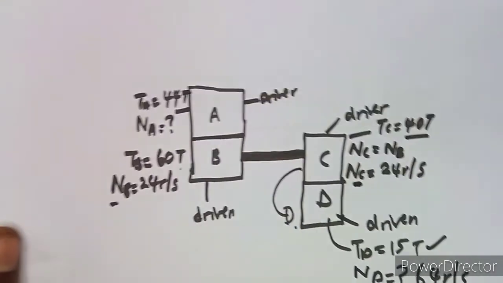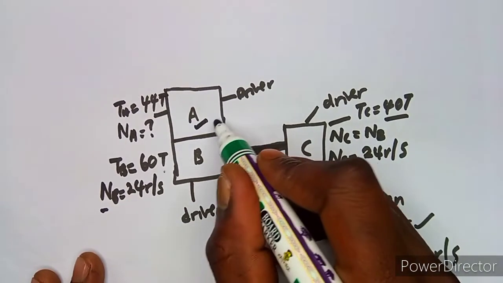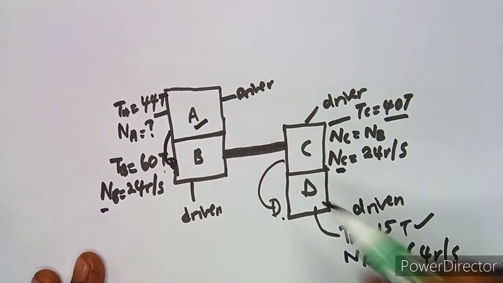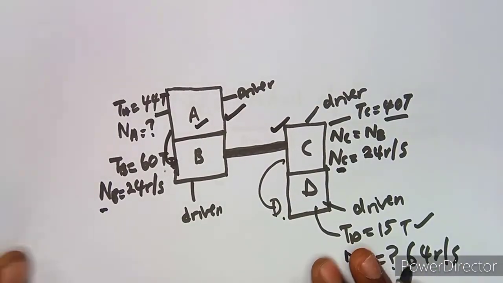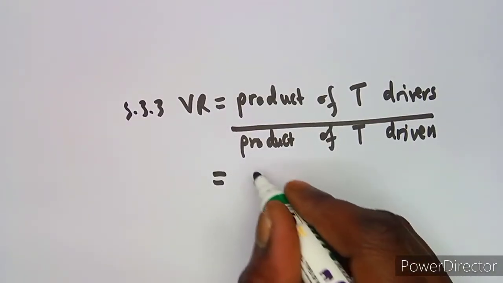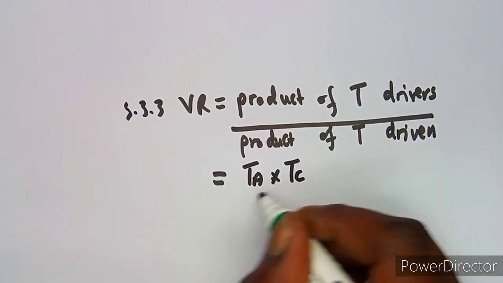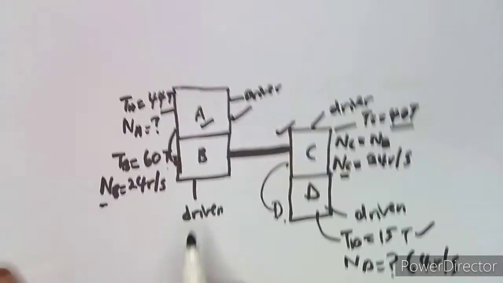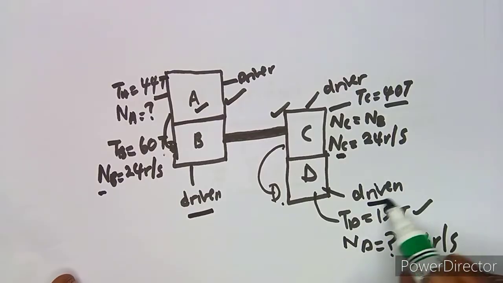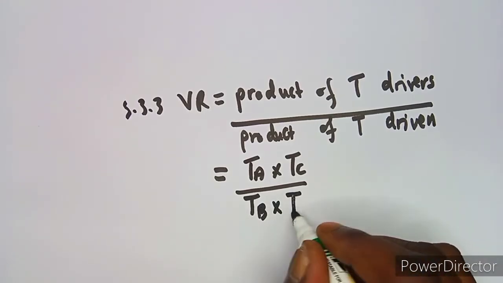So remember guys what we talked about. We say A is the driver which is driving B, and C is driving D. So A is the driver and C is the driver, so it's going to be the product of TA and TC, so it's T for A times T for C over the product of the driven ones. B is driven and D is driven, so it's TB and TD.